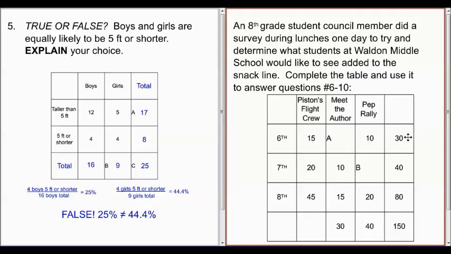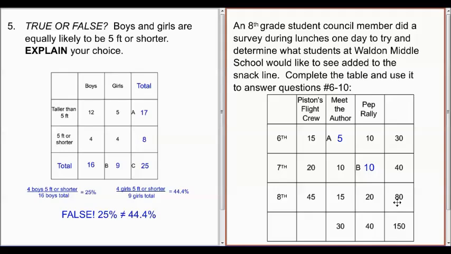Okay, well, we have 30 total 6th graders. 15 wanted the Pistons flight crew, 10 wanted the pep rally. So that must mean 5 wanted to meet the author because 15 plus 5 plus 10 is 30. 40 total 7th graders. So that means the number that wanted a pep rally must be 10 because 20 plus 10 plus 10 is 40.